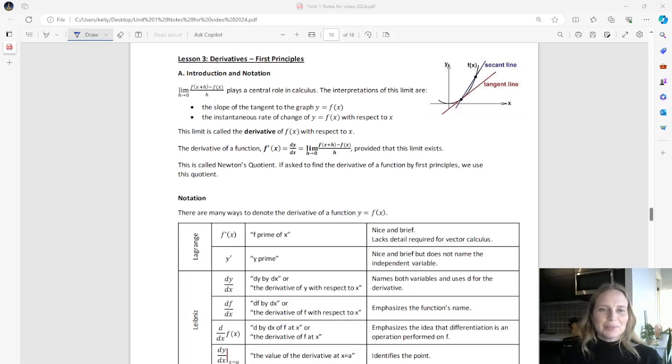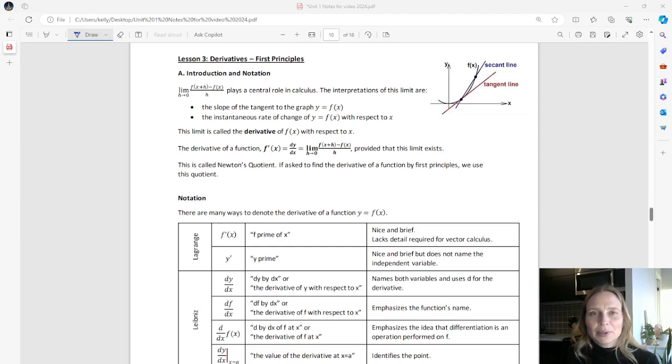In this video, we will introduce the derivative, which is what we're going to be talking about for the next few months of your math life. So this function, the limit as h approaches 0 of the slope function, plays a central role in calculus. There are two interpretations of this limit. It's the slope of the tangent to the graph y equals f at x. It's also the instantaneous rate of change of y equals f at x with respect to x.